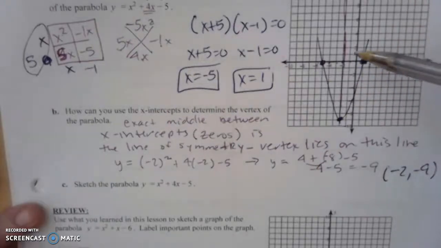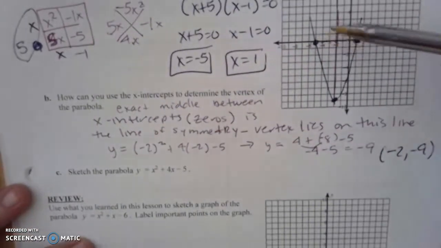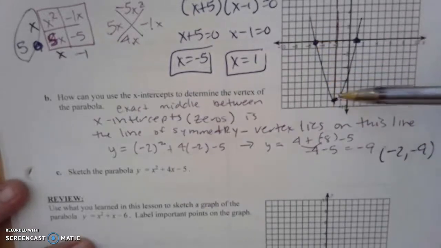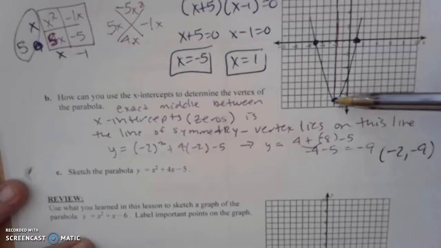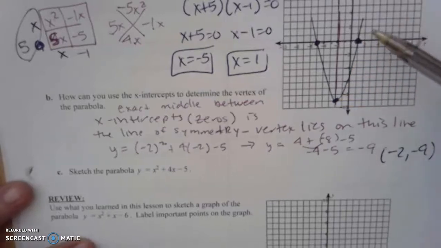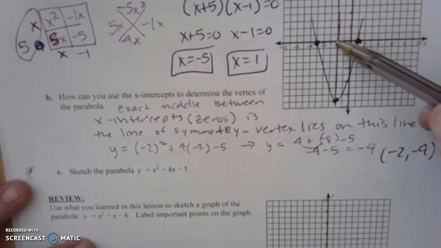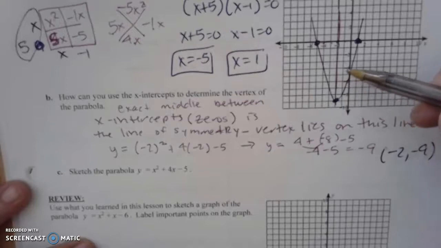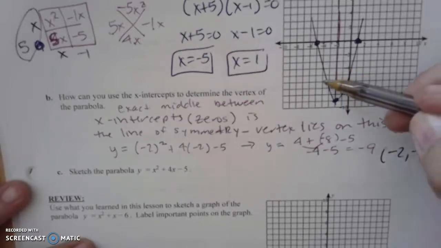So now when I go to graph it, I can just go like this. The one cool thing about a parabola is that everything on one side of the line of symmetry is mirrored or reflected on the other side. Do you see how this is 1, 2, 3 away? Then this point here is 1, 2, 3 away. So if I was one and a little bit away here, then this would be one and a little bit away.